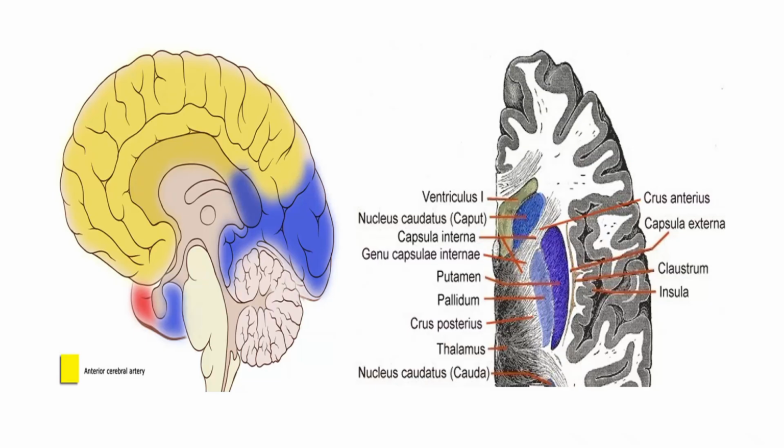Now these branches supply the corpus callosum, septum pellucidum, the anterior portion of the putamen, the head of the caudate nucleus, and part of the internal capsule. So these are the branches which supply the different parts of the brain and deep nuclei.